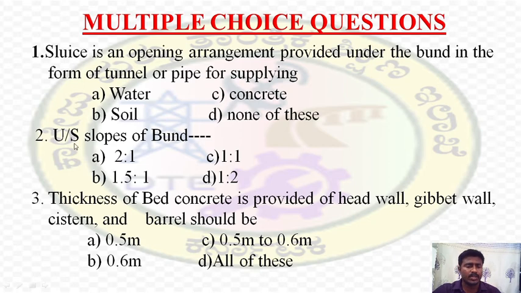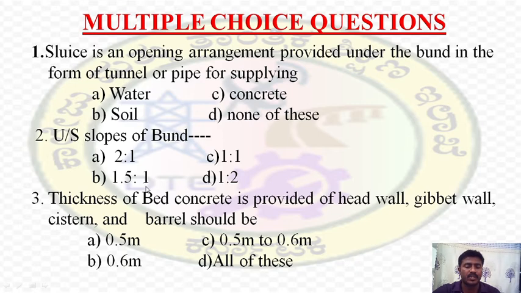Second question is upstream side slope of a bund is dash. Option A 2:1, option B 1.5:1, option C 1:1, option D 1:2. Answer is 1.5:1. Usually the upstream slope of a bund is provided 1.5:1.